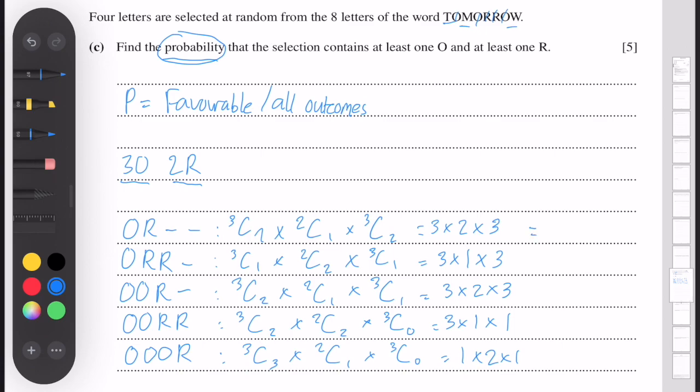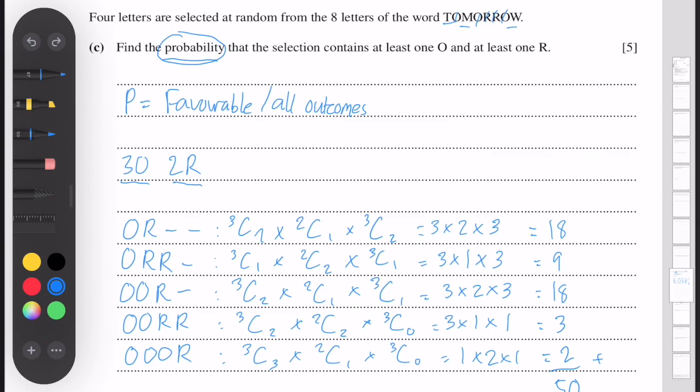So 3 times 2 times 3 would be 18. 3 times 1 times 3 is 9. 3 times 2 times 3, 18. 3 times 1 times 1, 3. 2 times 1 times 1 is 2. You add all that up, you would get 50. So that's all the favorable outcomes.